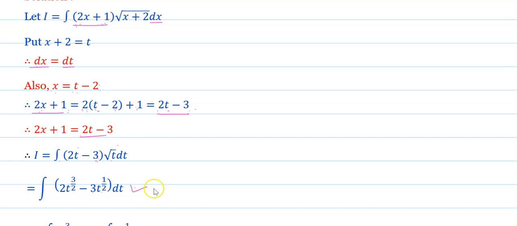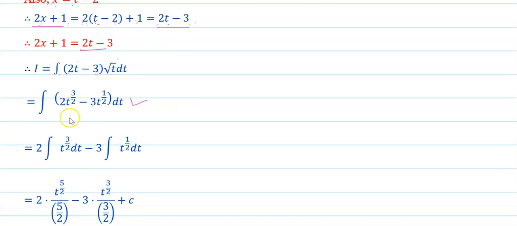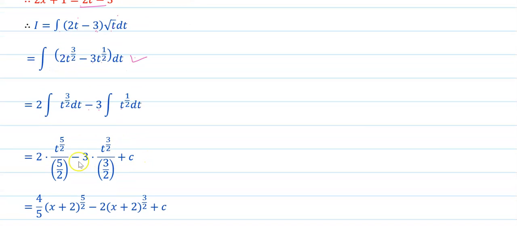आता पुन्हा त्याच प्रकार नको. तो 1 ऍड करा, मग डिनोमिनेटरला लिहा. आता थोडं फास्ट करायला पाहिजे आपण इंटिग्रल. Therefore, 2 integral t raised to 3 by 2 into dt minus 3 integral t raised to 1 upon 2 into dt. And hence, its integral 2 into t raised to 5 by 2 upon 5 by 2 minus 3 t raised to 3 by 2 upon 3 by 2 plus c.